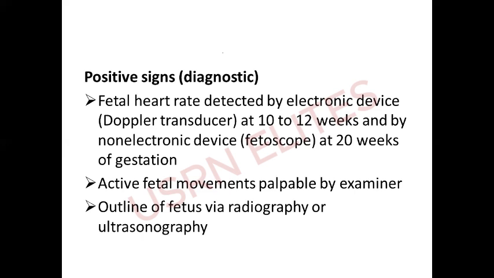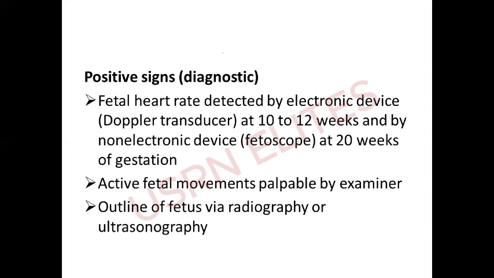If from 12 weeks going, you are not able to use the electronic device to determine the fetal heart rate, then it means that there is some form of congenital abnormality being developed, or the fetus might be developing some form of congenital heart condition. Then your non-electronic device, which is the fetoscope, you use it at around 20 weeks of gestation. Anything less than 20, you will not be able to use the fetoscope to determine the fetal heart rate. So the fetoscope is from 20 weeks going.